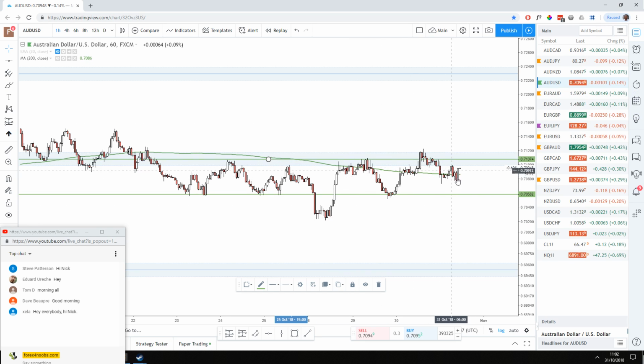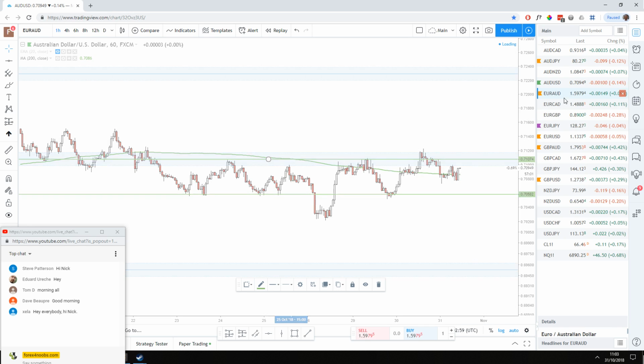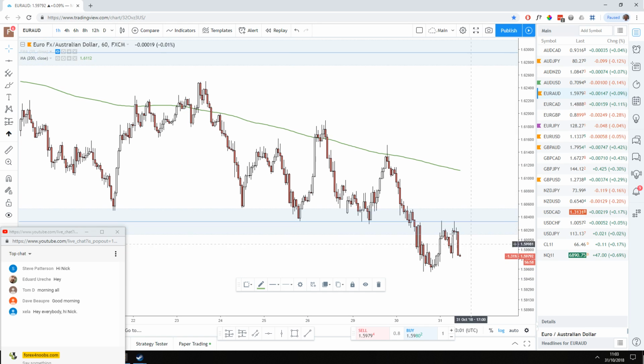So AUDUSD, there's a range on the lower time frame, so let's keep a close eye on this one. It could be a good range. It doesn't look great right now, especially since it's moving so slow in between these two areas, but certainly worth keeping an eye on.